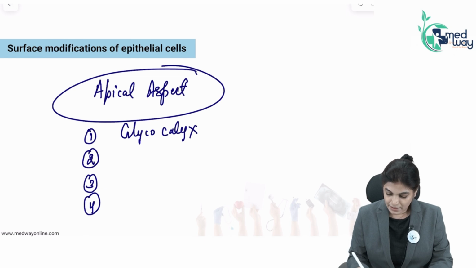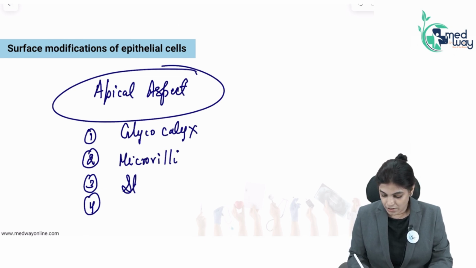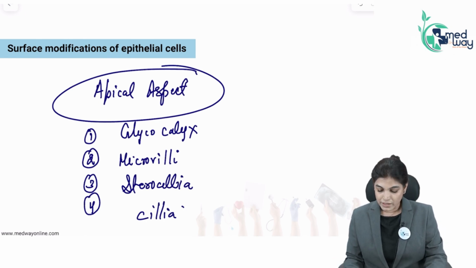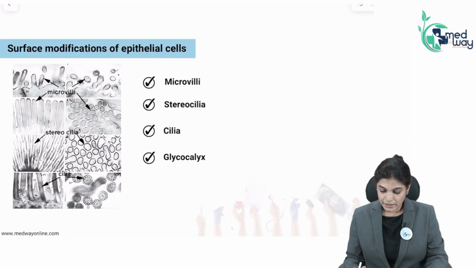Glycocalyx, microvilli, stereocilia, and that of cilia. So, we have to know about these one by one. So, let's talk about individual aspects.